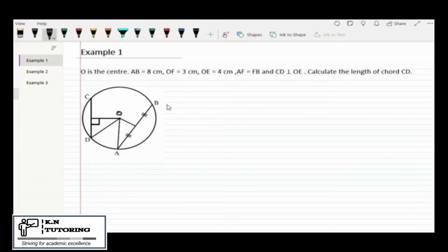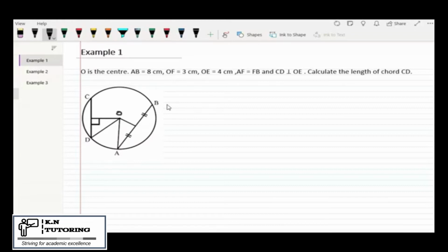And I want you to follow the steps that I'm following here. I'm going to read the whole description or statement. It says AB is equal to 8 centimeters. OF is equal to 3 centimeters. OE is equal to 4 centimeters. AF is equal to FB. And CD is perpendicular to OE. Calculate the length of chord CD. Okay, that is me reading the statement first.